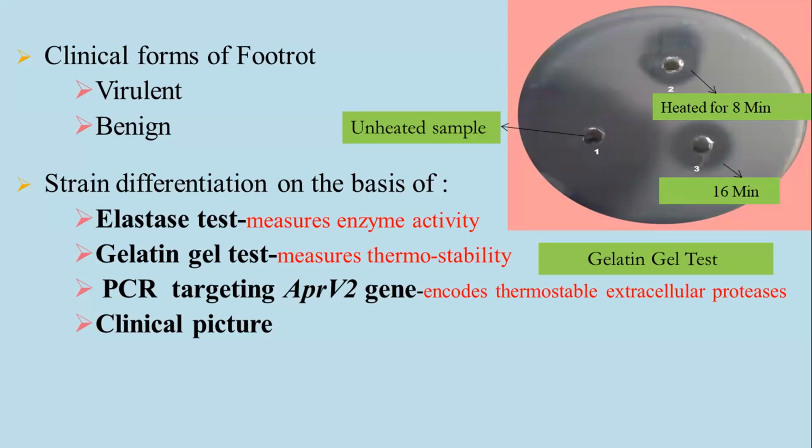We know that if the sheep has a lesion score of 4, it means that the strain infecting the sheep is virulent. It's clear. From the clinical picture, you can clearly differentiate whether the animal is infected with the virulent strain or the benign strain.